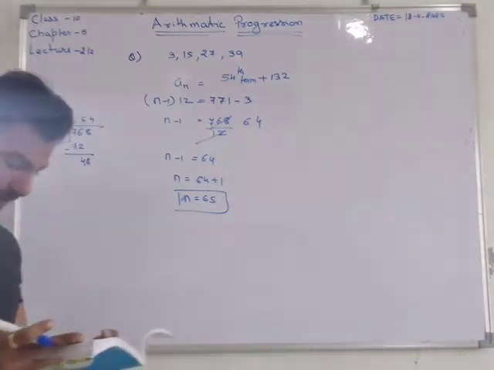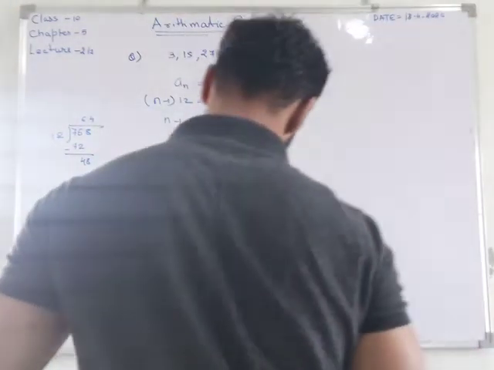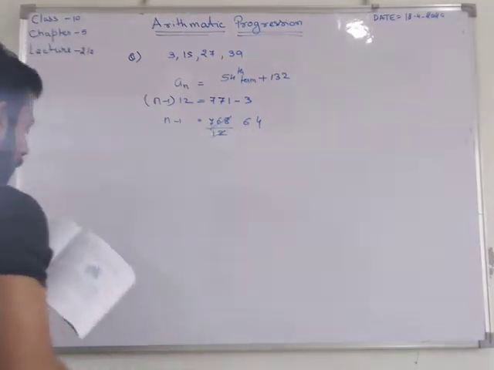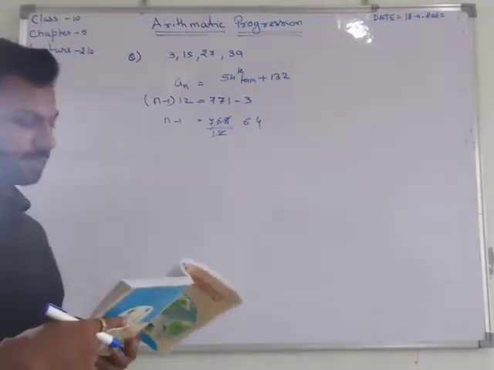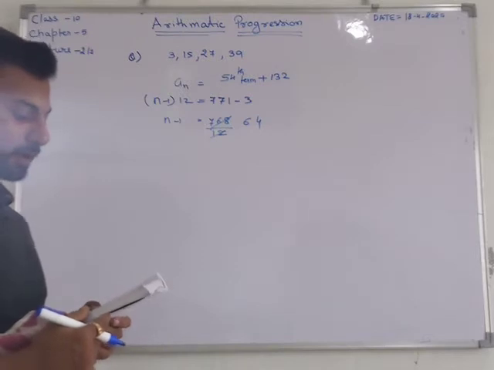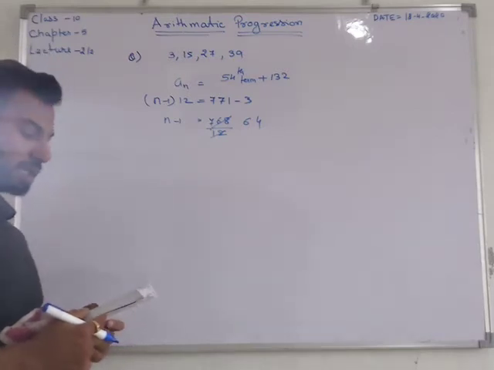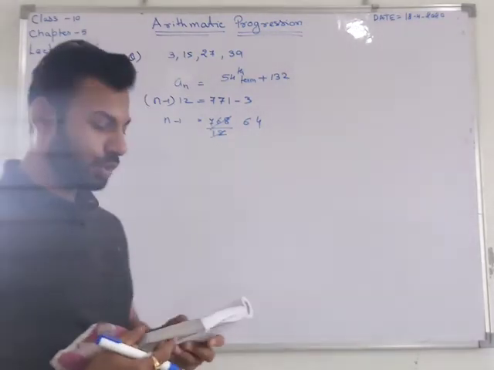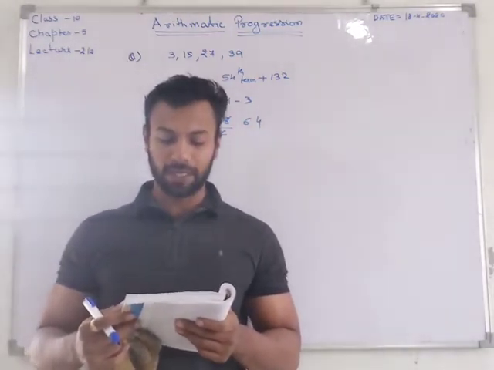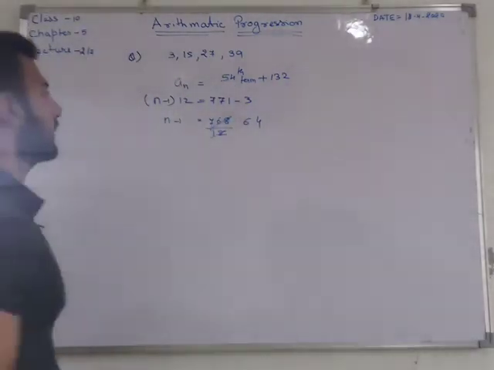Let us move to the next question. Question number 17 from exercise 5.2. Find the 20th term from the last term of the AP 3, 8, 13, and so on, to 253. I am repeating the question. Find the 20th term from the last term of an AP 3, 8, 13 till the end 253.